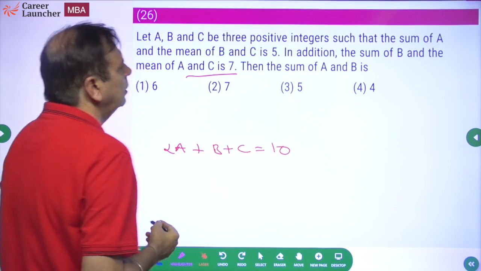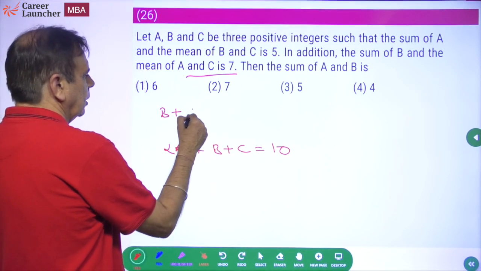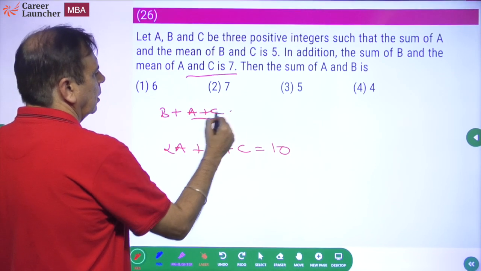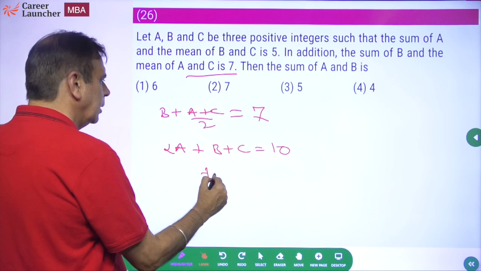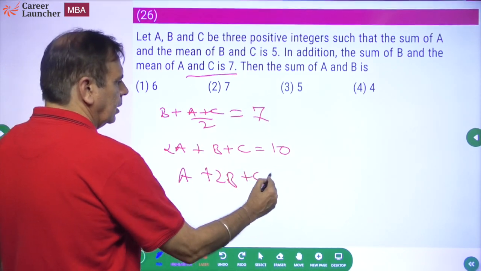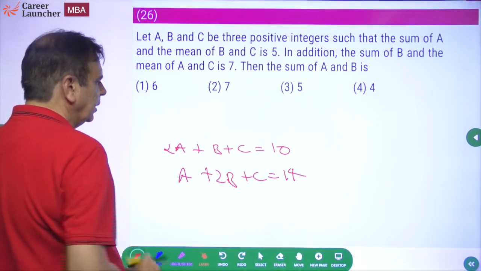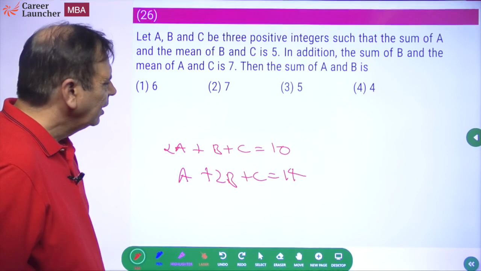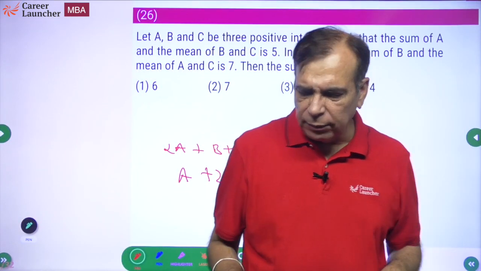What's the second equation? In addition, the sum of B and mean of A plus C is equal to 7. What does it mean? 2B plus A plus C is equal to 14. Okay. You want to find the sum of A and B. Solve it and it will come out. So there is a question which you can solve and take care of this particular question.